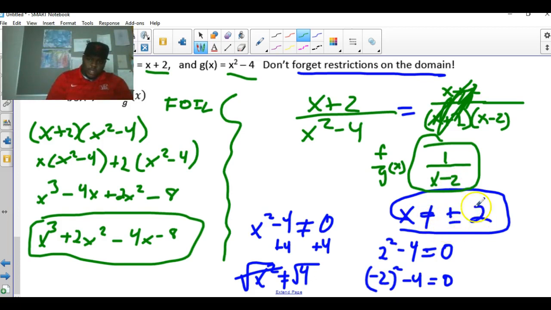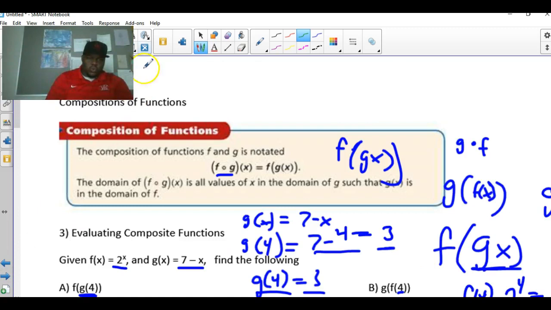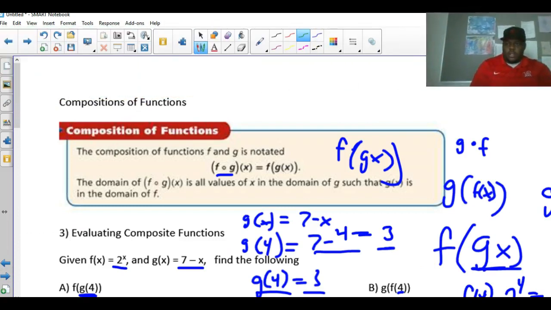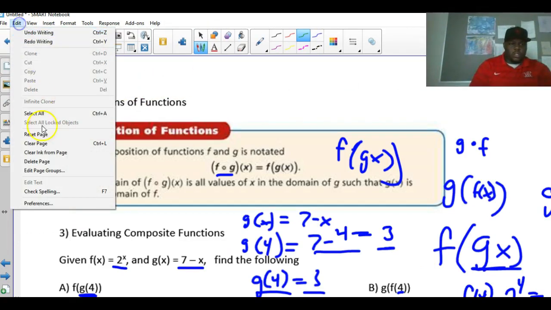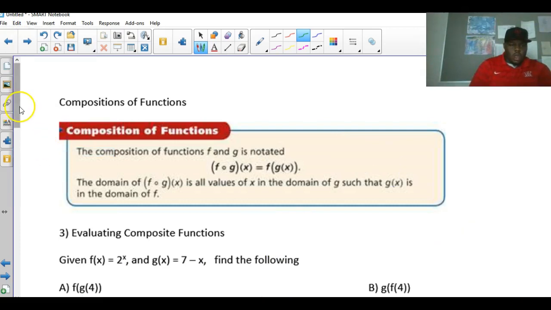Here's your restriction. Let's go ahead and go to the back portion. I need to clear this off because I was working on this earlier. Now we're looking at composite functions, guys.